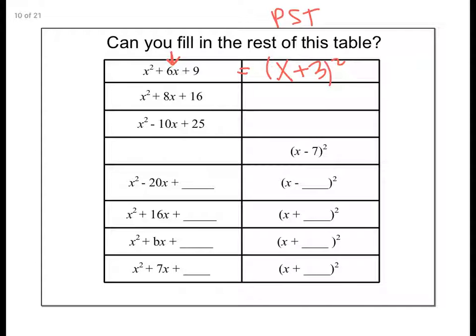If I try it for our second one, let's start with x. My b term is a positive 8, so I take half of that, plus 4. That'll be squared, and then the 4, if I squared it, would give me the 16, so that's good. Now I want you to hit pause, try the rest of these on your own, and then come back and check your work.